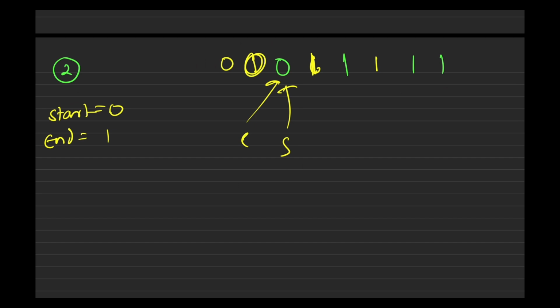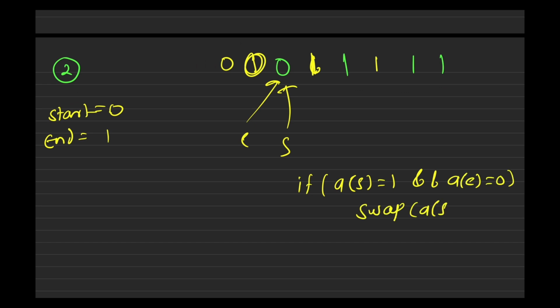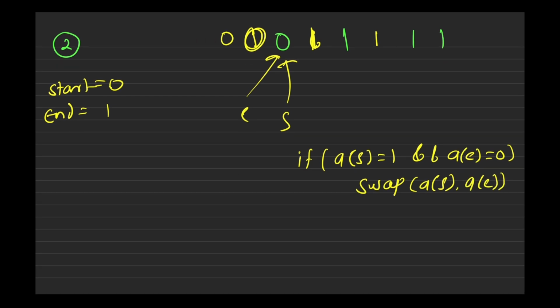Right? So simply what we need to do is, if a of start contains 1 and a of end contains 0, we need to simply swap a of start and a of end, because they are not in the correct position. Otherwise, if my start already contains 0, which means I have exactly the element which I am looking for, I won't be doing anything, I will simply increase the position of start by 1.